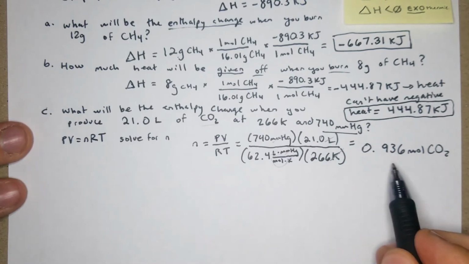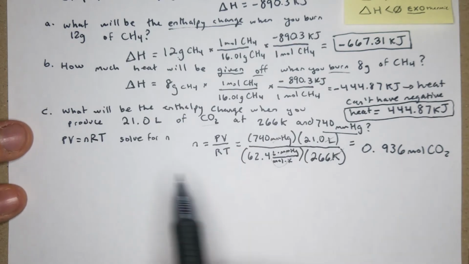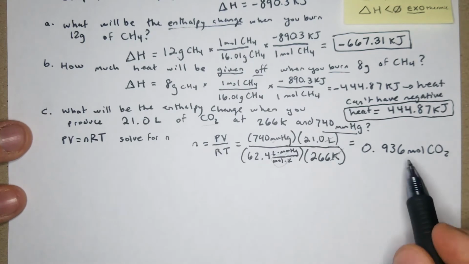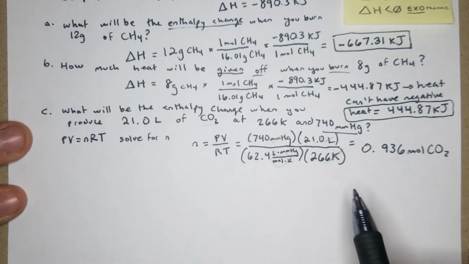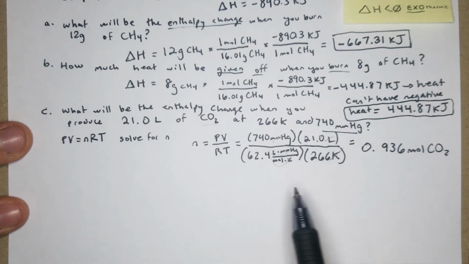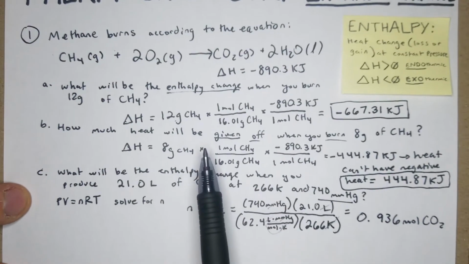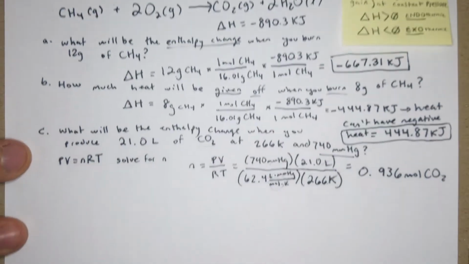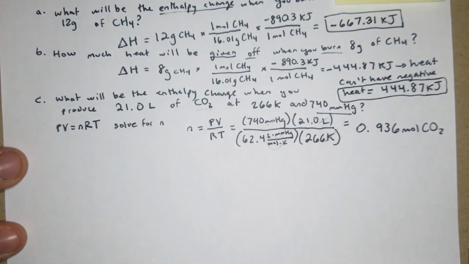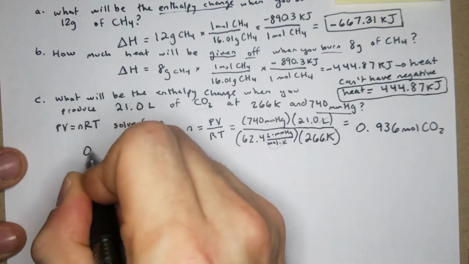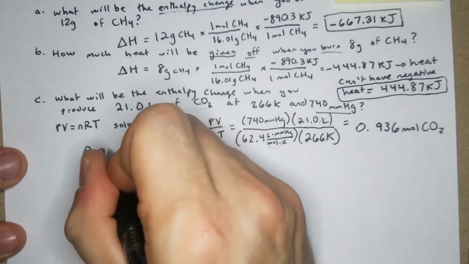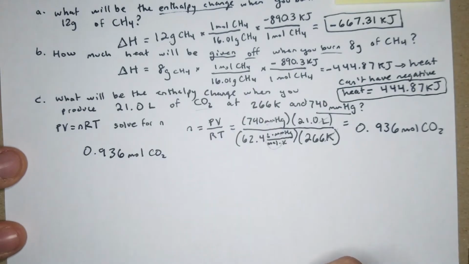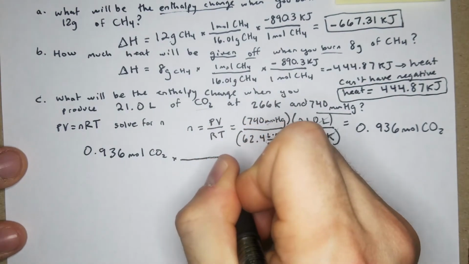Now we have this, but that's not our final answer. What we've just calculated is moles, but the question asks what will be the enthalpy change when you produce this much CO2. Now we know how many moles of CO2. Let's figure out what the enthalpy change is that's going to result from that, based on the formula all the way up there: CH4 plus 2O2 yields CO2 plus 2H2O. So what we're going to do now is take what we got, 0.936 moles of CO2, and we're just going to throw that in here.